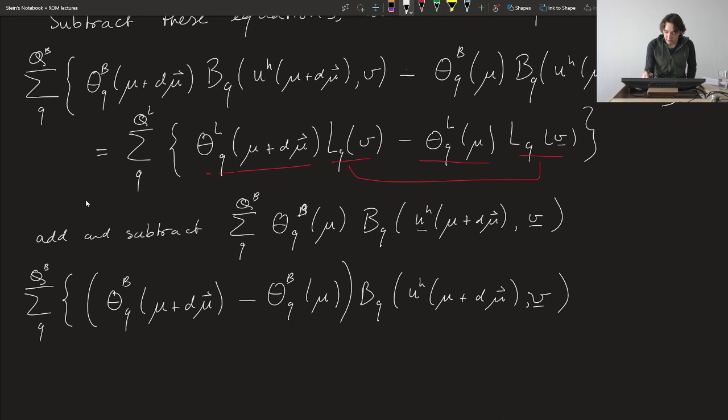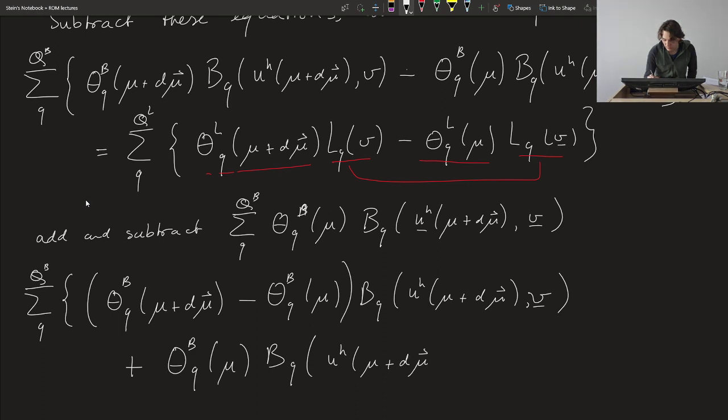Now I'm going to add this guy again, because this was the subtraction. What do I get? I get theta^{b_q} at mu, b_q at u_h at mu plus that guy. And I have still here this term to subtract. Well, this coalesces. This is a bilinear form, the v's are going to be the same, so I can simply subtract that here. This is the linearity.